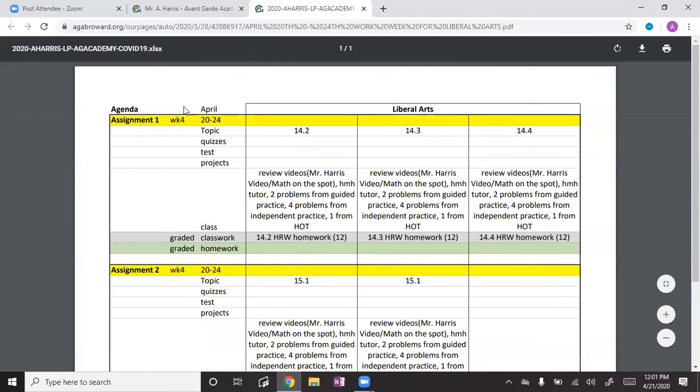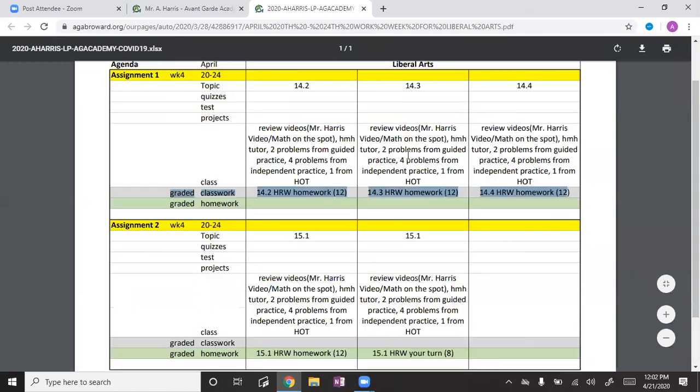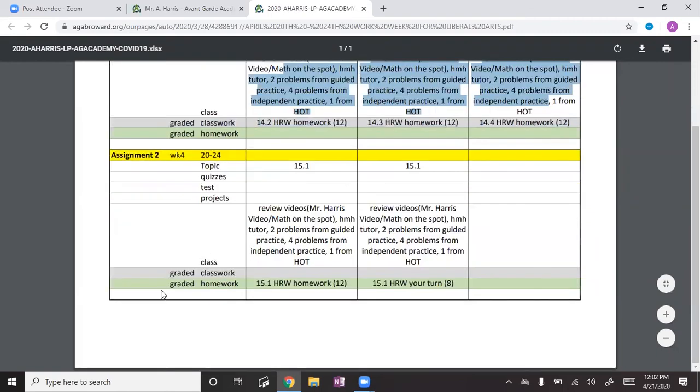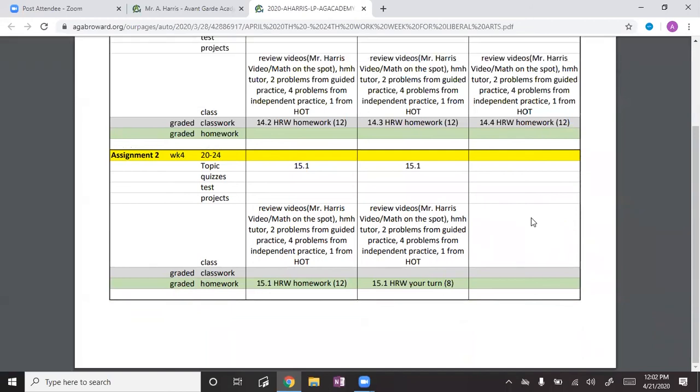But anyway, here's the agenda. It gives you the dates. This is for the liberal arts. Assignment 1 is right here. This is what's being graded, and that's being graded as your classwork. These are your problems that you should try so you can get used to it. And then your assignment 2, these are the assignments being graded. Notice there's no quiz or test this week. All you have to do is finish the work.